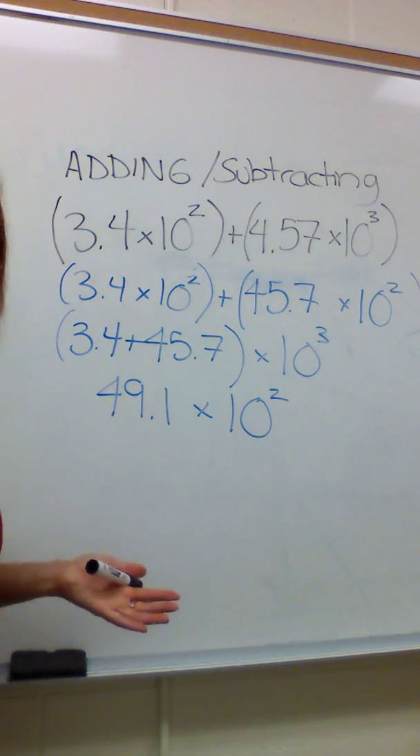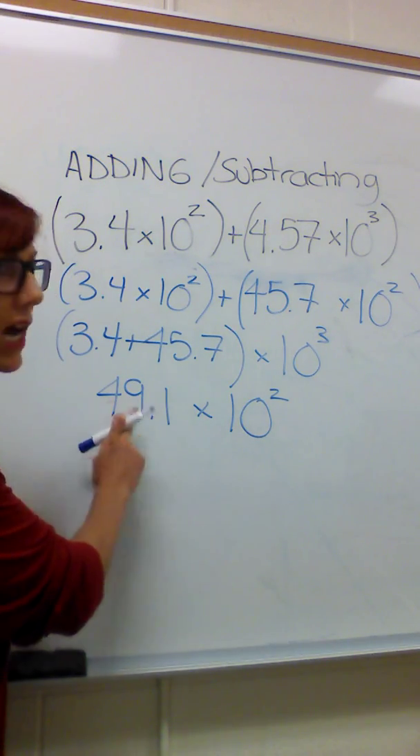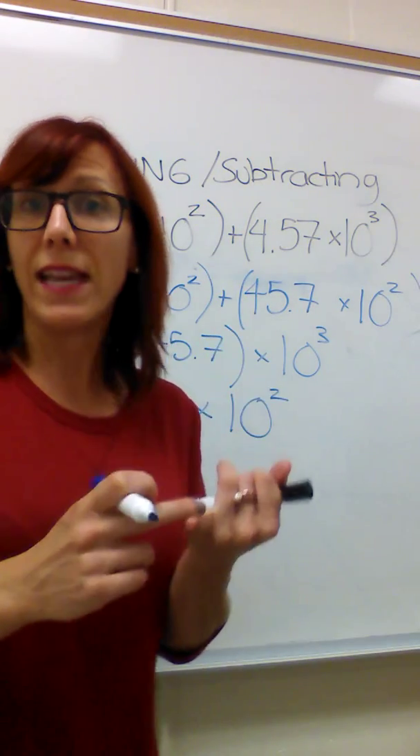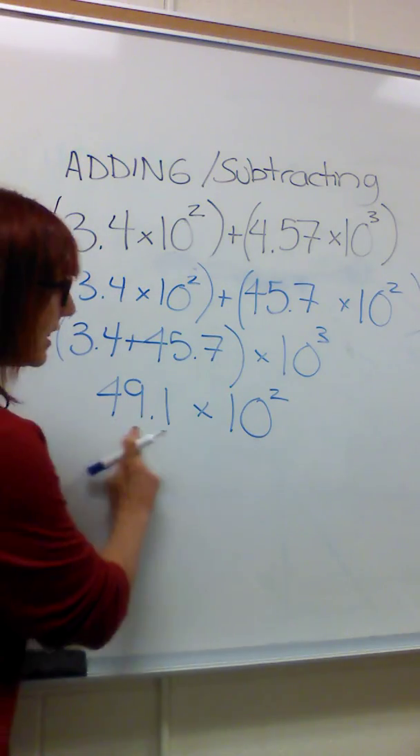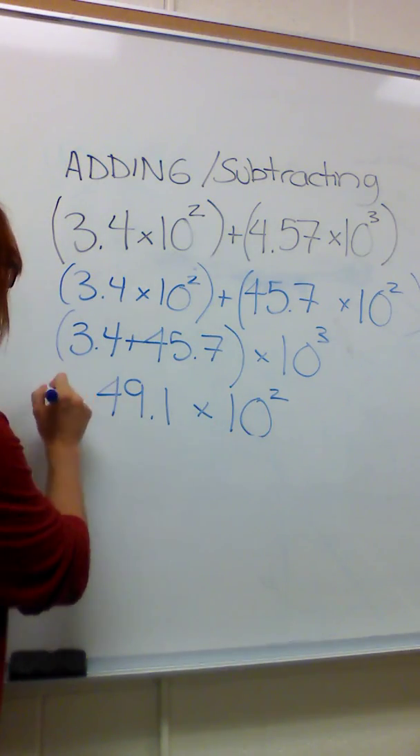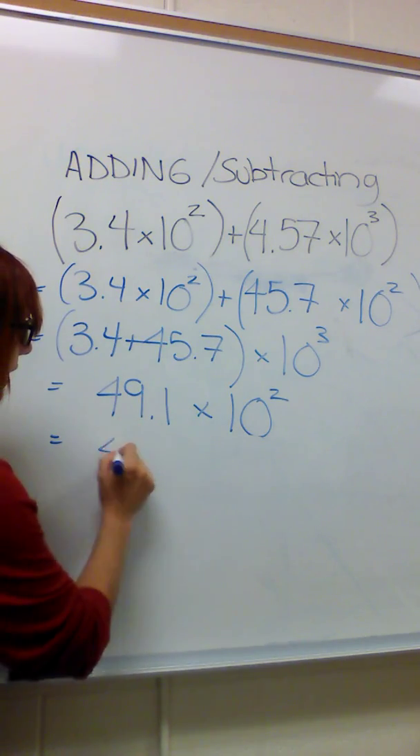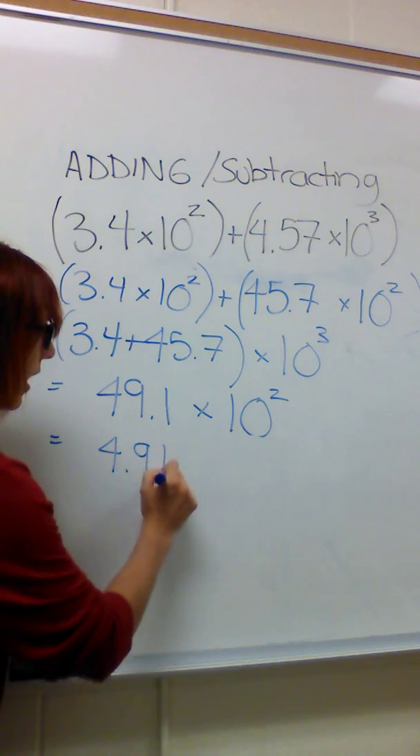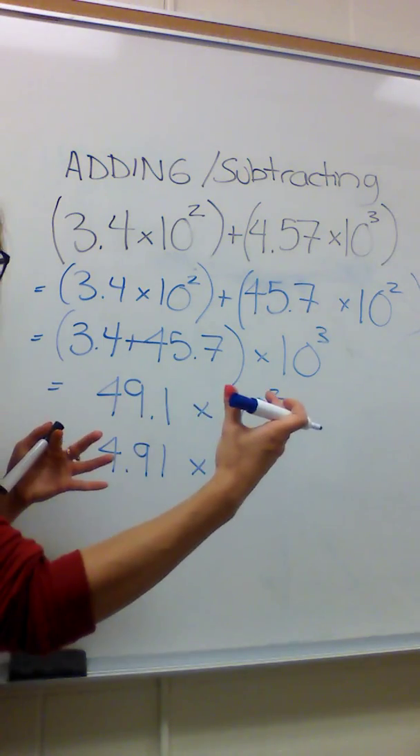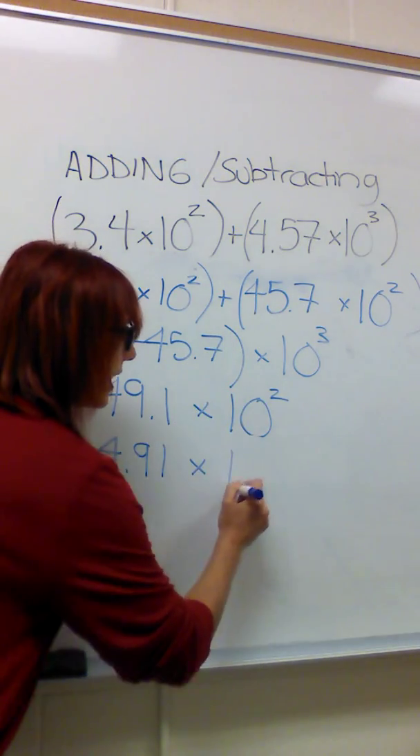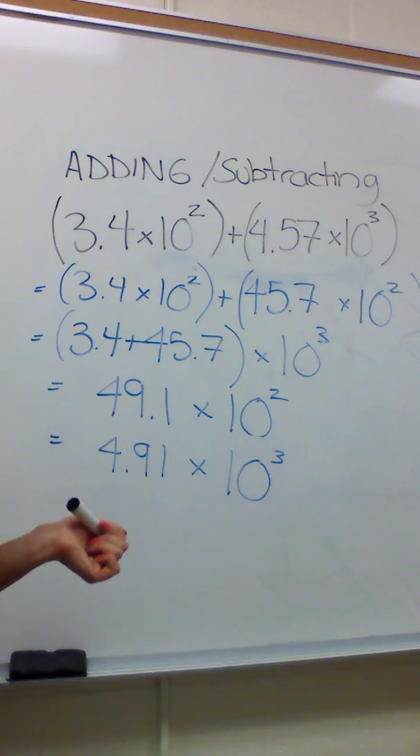Now, what is a problem with this? Well, if we go back to our rules of scientific notation, we know that 49 is larger than 1, but it's not smaller than 10. So we have to make this to be in proper scientific notation. We need to move our decimal over 1, so it would be 4.91. And because we are moving the decimal over, we have to make our number larger so they both are equal. So we would have to make it 10 to the exponent 3.